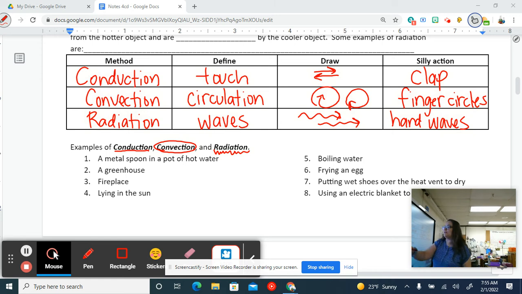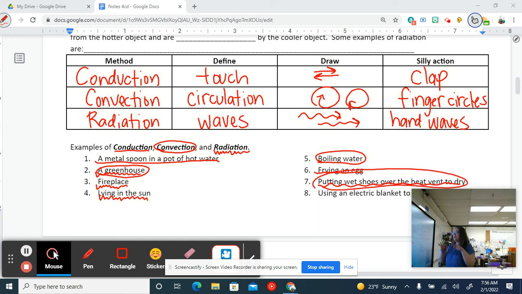A metal spoon in a pot of hot water is touching. So that would be conduction. A greenhouse is convection and radiation because you've got the hot sun being trapped from radiation, and then it's circulating through, so that's convection. A fireplace is mostly radiation. You could also do convection because that's how it heats the whole room. Laying in the sun is definitely radiation. Boiling water is convection. It's that circulation of heat. Frying an egg, conduction. It's directly touching the pan. Putting wet shoes over the heat vent to dry is radiation and convection because you're getting both circulation and radiation.